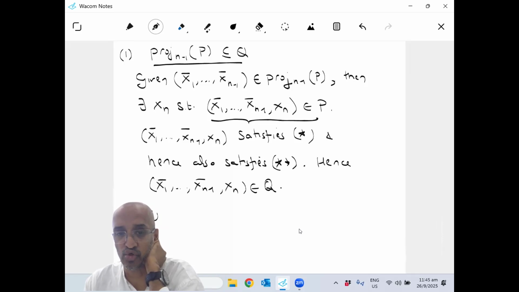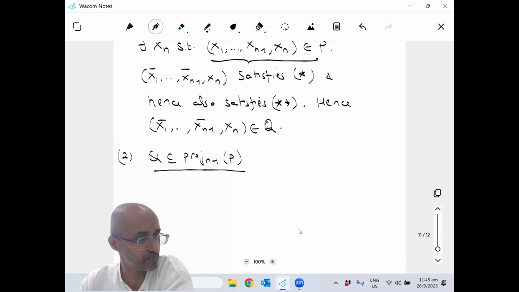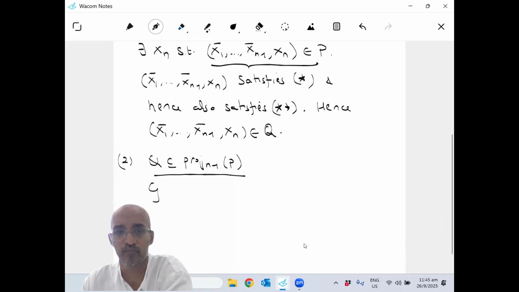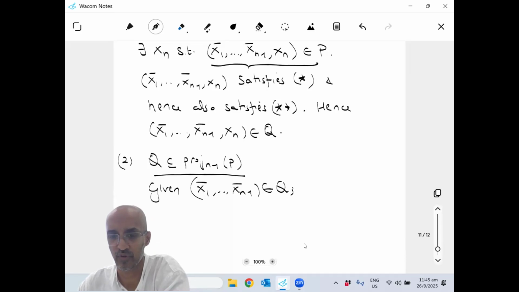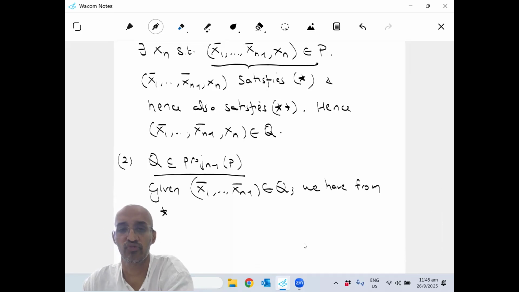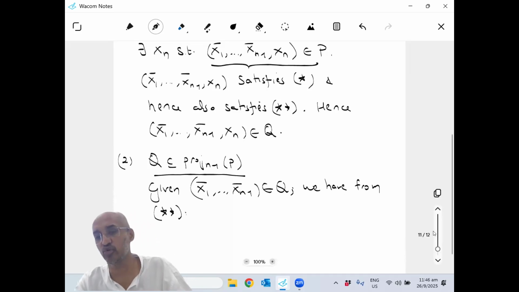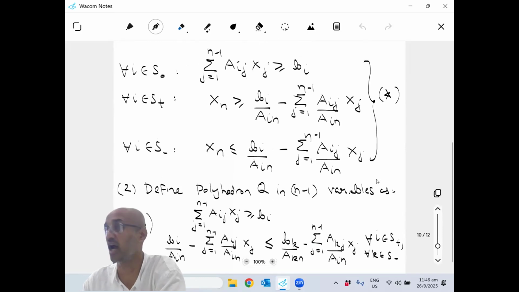For the other direction, you want to show Q lies in the projection of n minus 1 p. What do you do? You take a point, given some x1 bar up to xn minus 1 bar in Q. Clearly, if this point satisfies Q, what is Q? It is given by these star constraints, right?